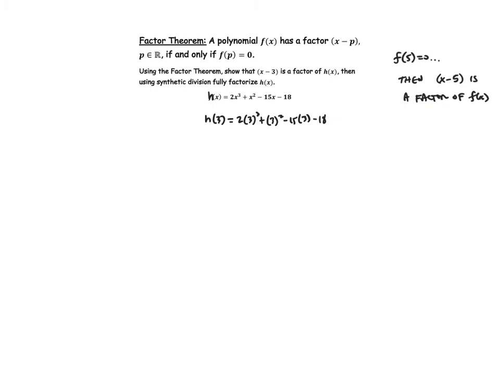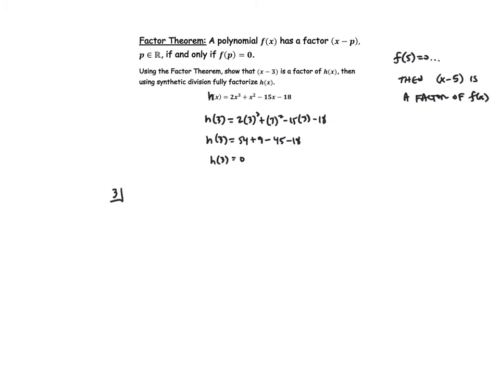Okay, so let's check it out. h of 3, use some algebra. That's, oh gosh, 27. That's 54 plus 9 minus 45 minus 18. Yeah, that's looking like it's going to equal 0. Okay, cool. So that tells me that x minus 3 is a factor. Now, I could go in two directions with this. I could use long division, or I could use synthetic division. I'm told to use synthetic division. I also want to use synthetic division. It's typically easier to work with, at least in my opinion.